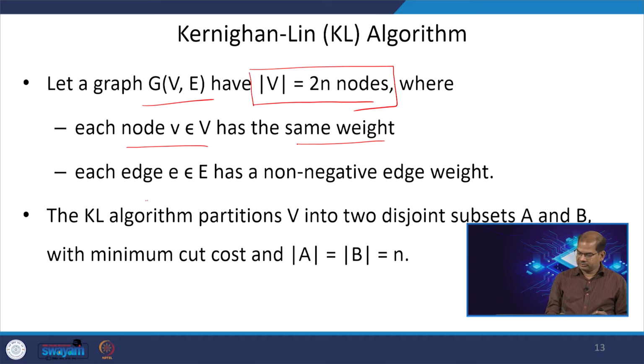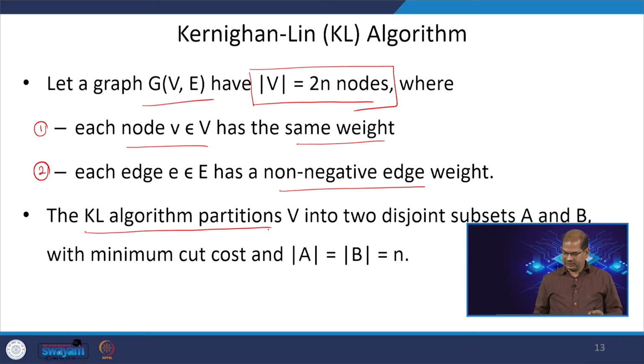Then all the edges should have non-negative edge weight. These two are the heuristics or assumptions used in this algorithm. So, whenever I am doing KL algorithm partitioning, I divide this V, which has all the nodes, into two disjoint subsets. Disjoint means there is no overlap between the subsets A and B, with a minimum cut cost. So, mod of A equals mod of B equals n. Okay.